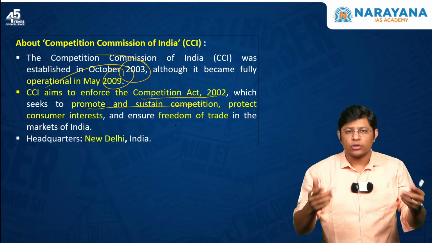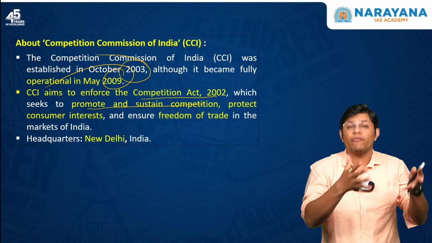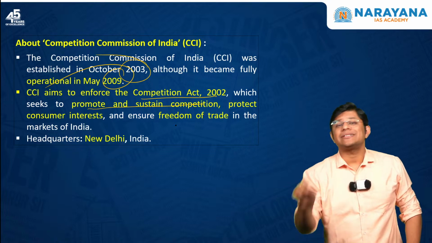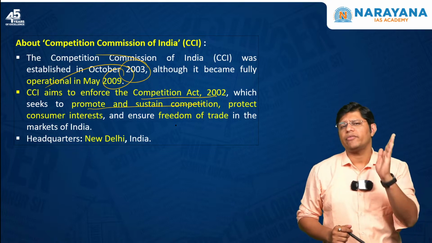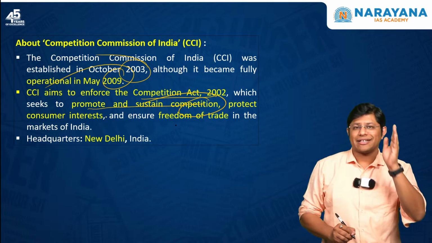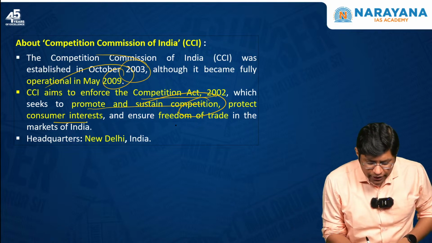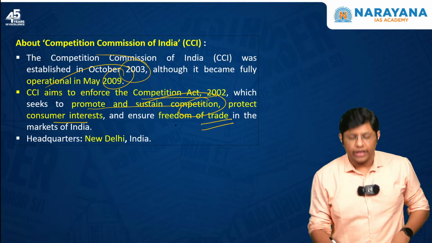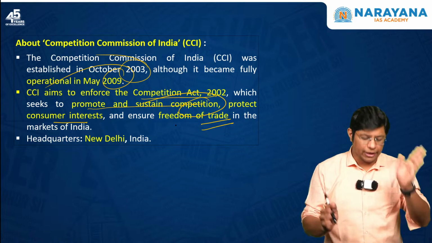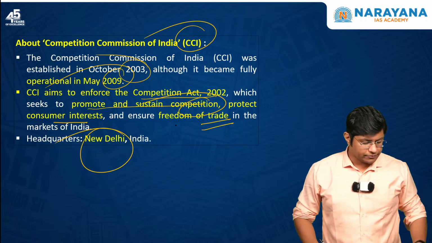So for the economy to grow, there has to be competition in the market. Only when there's competition in the market, the consumers will have many options. This will actually suit the consumer's interest, and that's the reason having competition is very, very important. And CCI ensures that competition in the market sustains and it promotes competition. It also protects consumer interest and ensures freedom of trade in the markets of India. So the purpose is for the competition to sustain. The headquarter is located in New Delhi. This is about the Competition Commission of India.